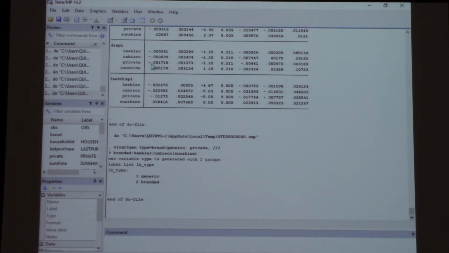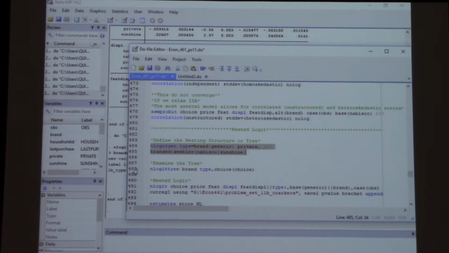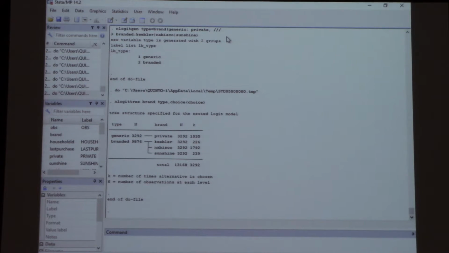So we do that, and it shows you, okay, I constructed these two things. This just shows us our tree. So generic is called degenerate in that there's only one choice. If you pick generic, you're picking private. And then branded has the three choices. And now we can run it.